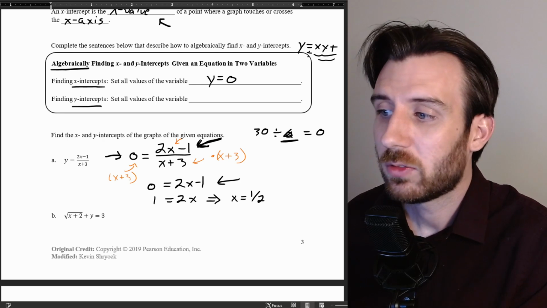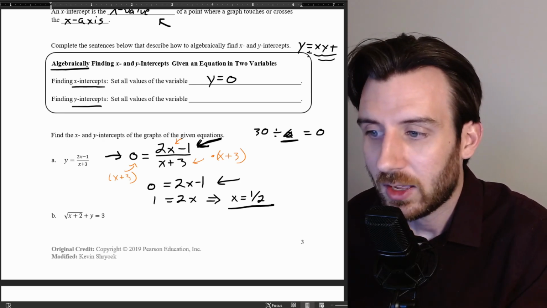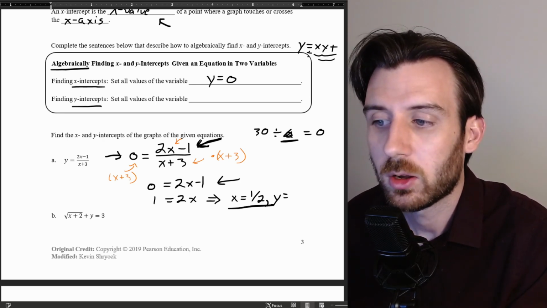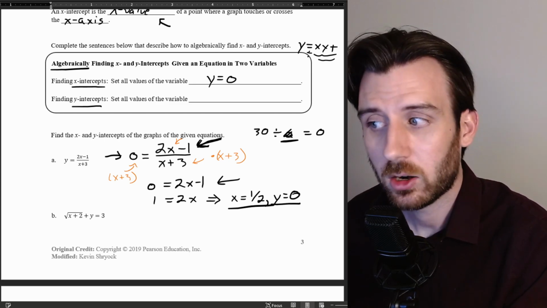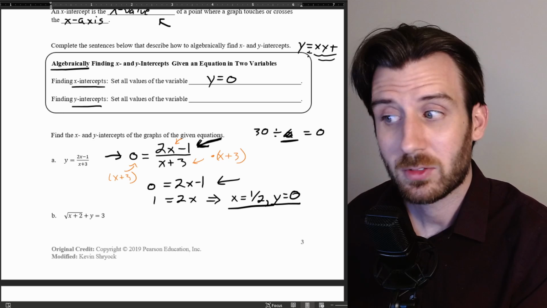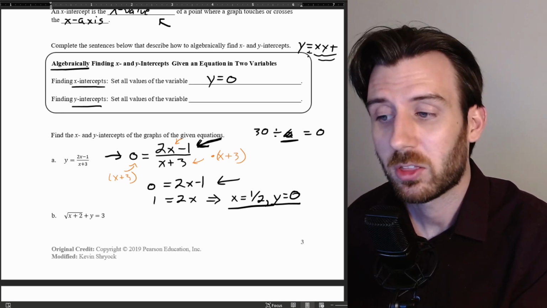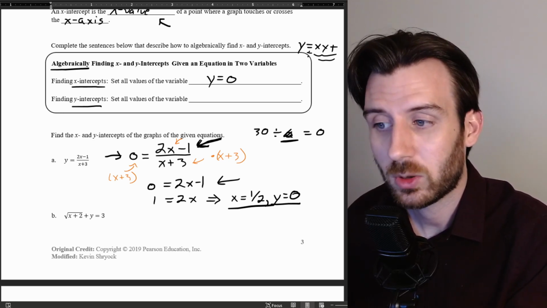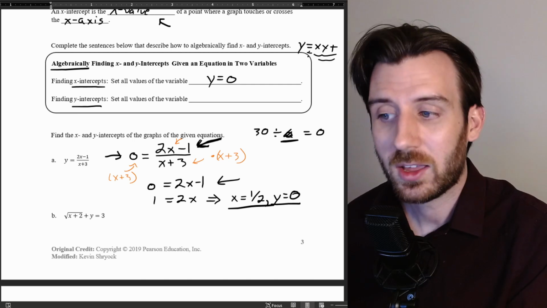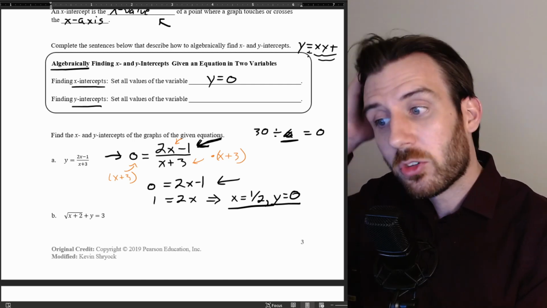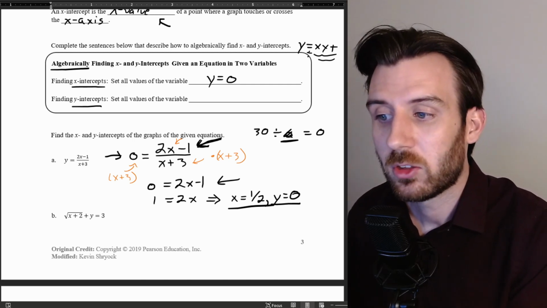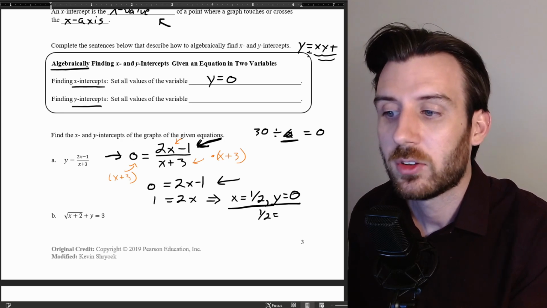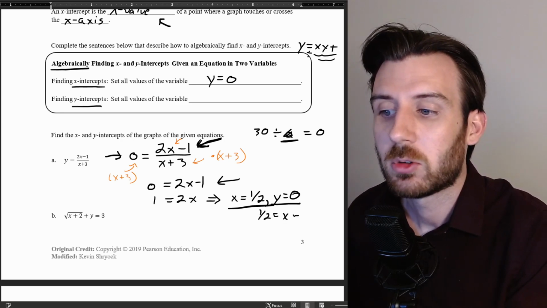So all in all, we found out that at x equals 1/2, y is equal to 0. Remember, we started with y equals 0. This is the coordinate pair that goes along with it. You really are thinking about this as saying whenever x is 1/2 in this pattern, y has to equal 0. So that would also be our x-intercept. This 1/2 could be written as our x-intercept.